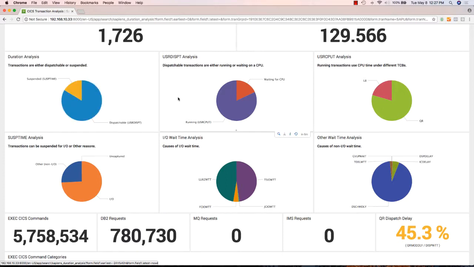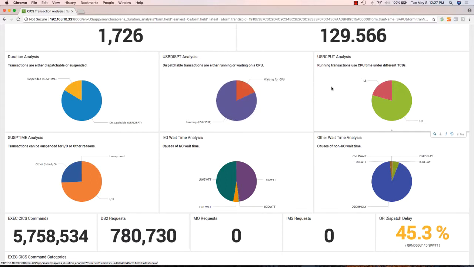Then we can go over to this panel here. Dispatchable transactions are either running, in other words, they have the right to use a CPU, or they're waiting. So here we can see that of all the time it was dispatchable, about 18% of the time it was waiting on CPU, and conversely, 82% it was running. Okay, that's good.